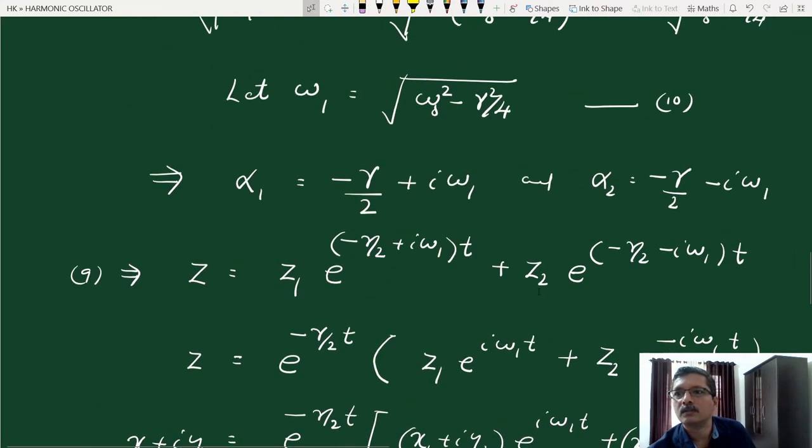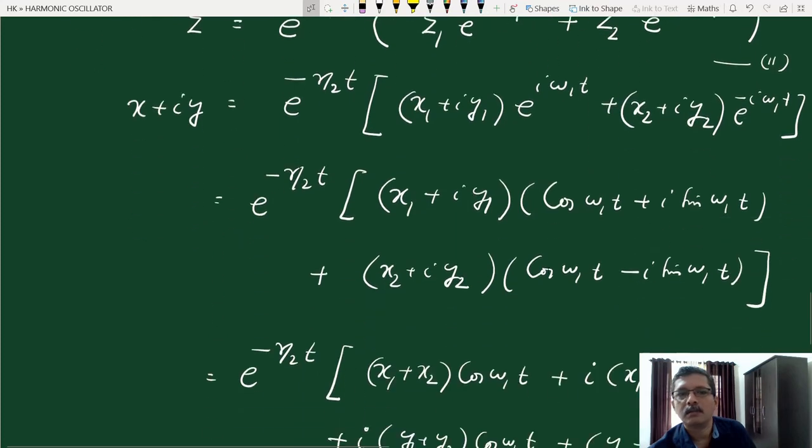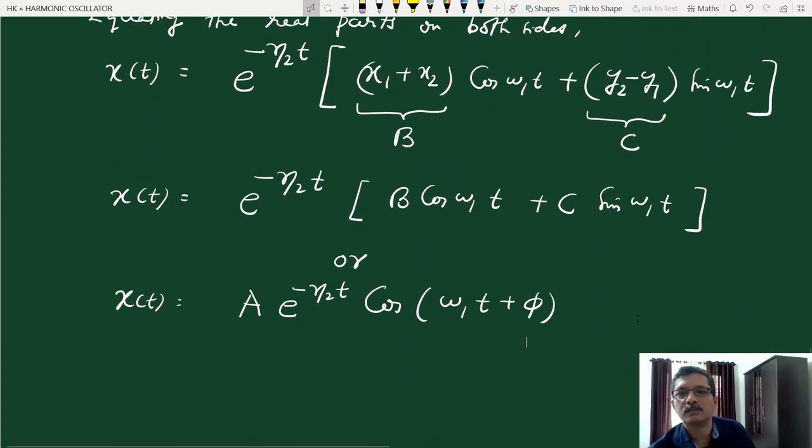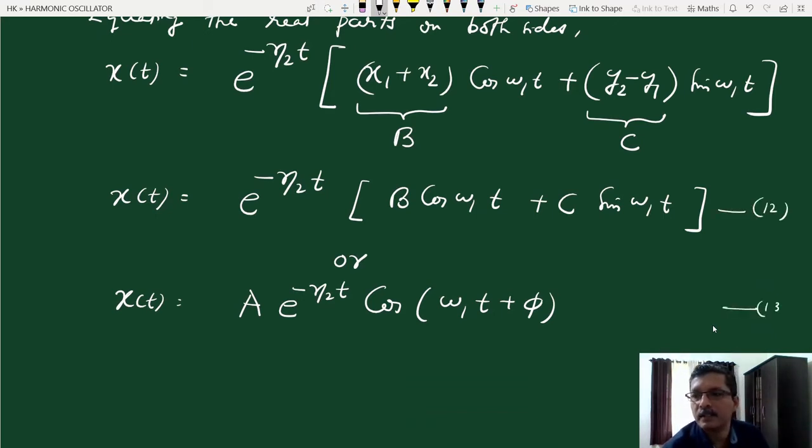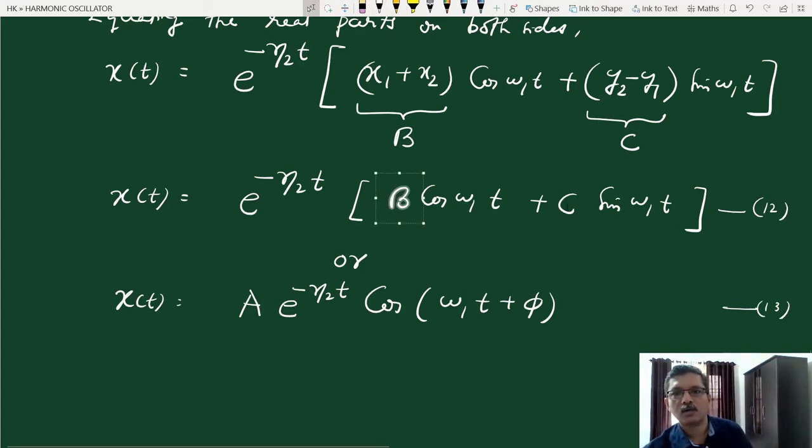See what is the equation number. I think we have reached equation 11. So this we can call equation 12. This is equation 13. So 12 and 13 are identical forms. Here we have two unknown constants b and c, which we have to evaluate from initial conditions. Here also we have two unknown constants A and phi, which we have to evaluate from initial conditions. These are two ways of writing the same solution.